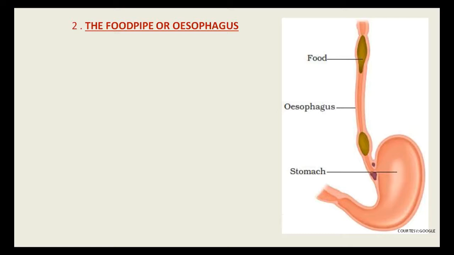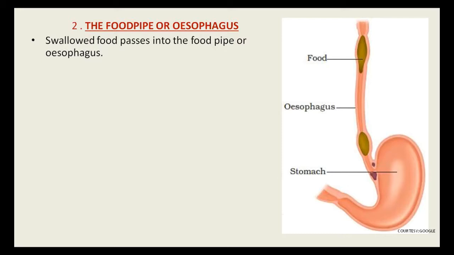Friends, welcome to part 3 of Nutrition in Animals. In the previous video, we talked about the mouth and the buccal cavity. Now in this video, we will continue with the topic, the food pipe or esophagus.